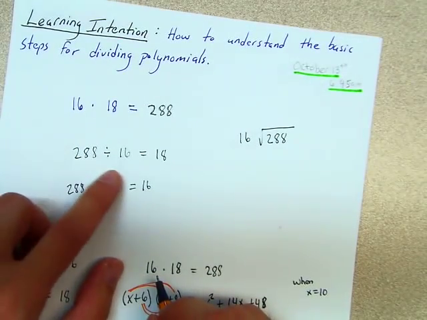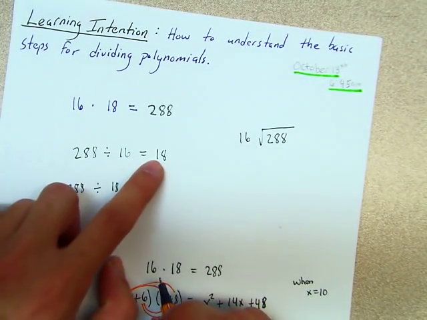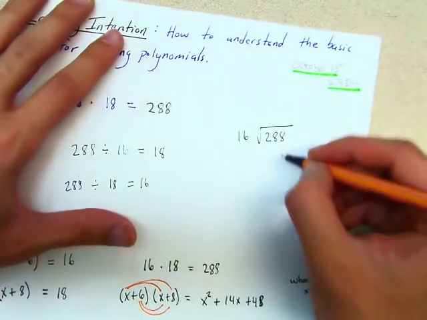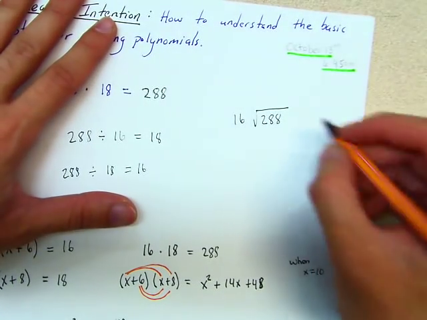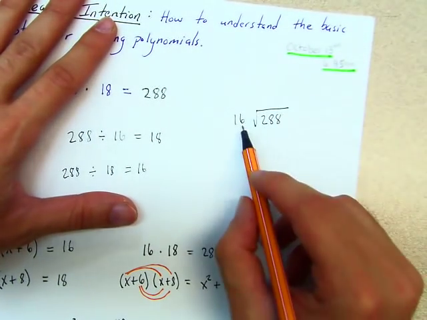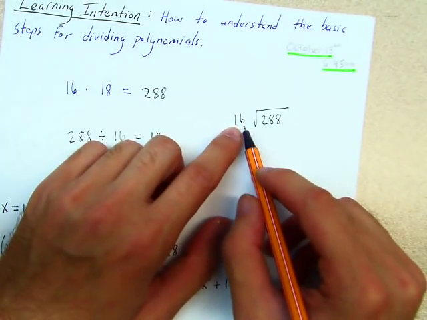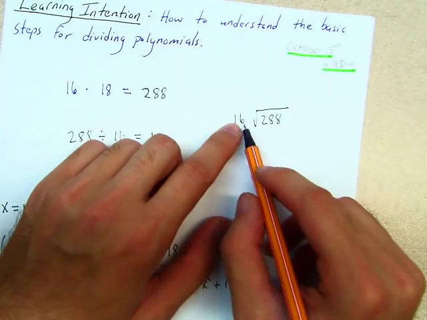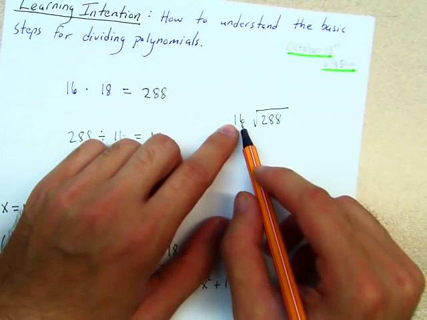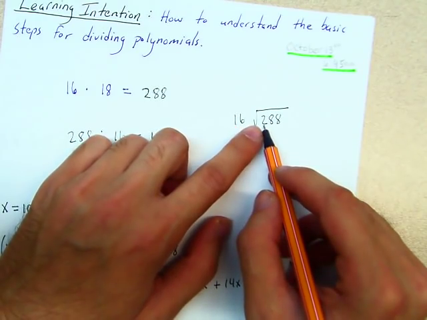This 288 divided by 16, we know it's 18, but how did you do it before? Like, back in 4th and 5th grade, what did you do? You took this 16, and what did you ask yourself? How many times does 16 go into 2?